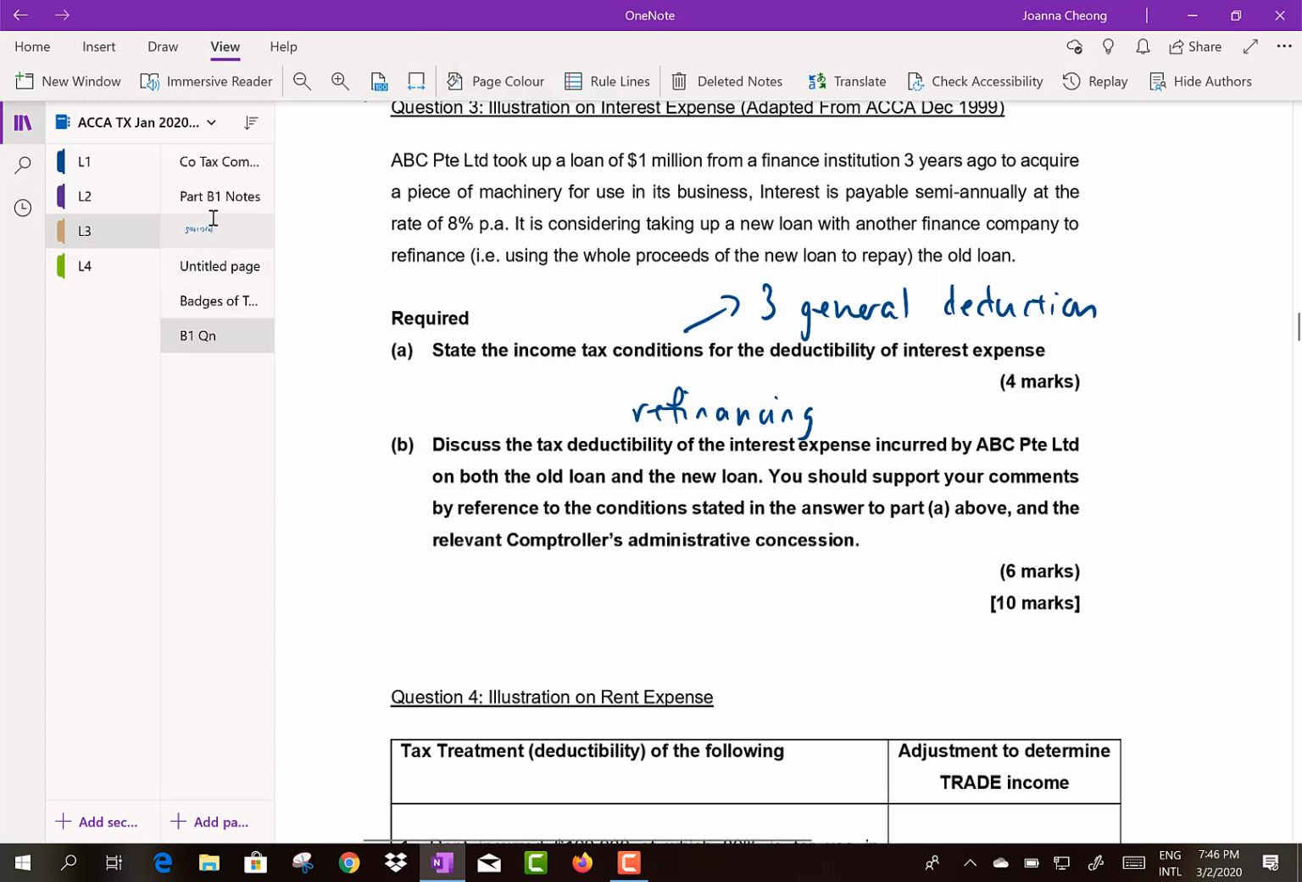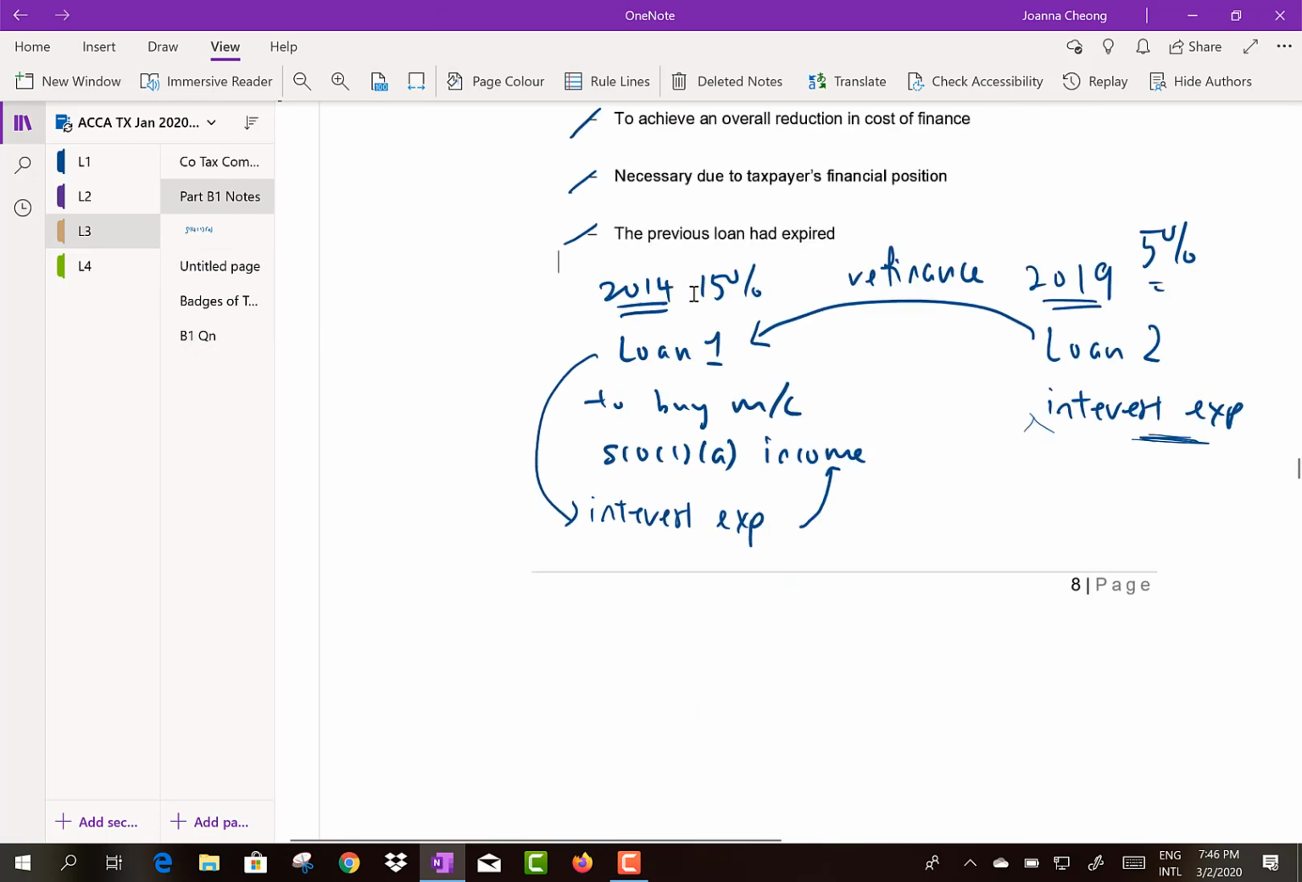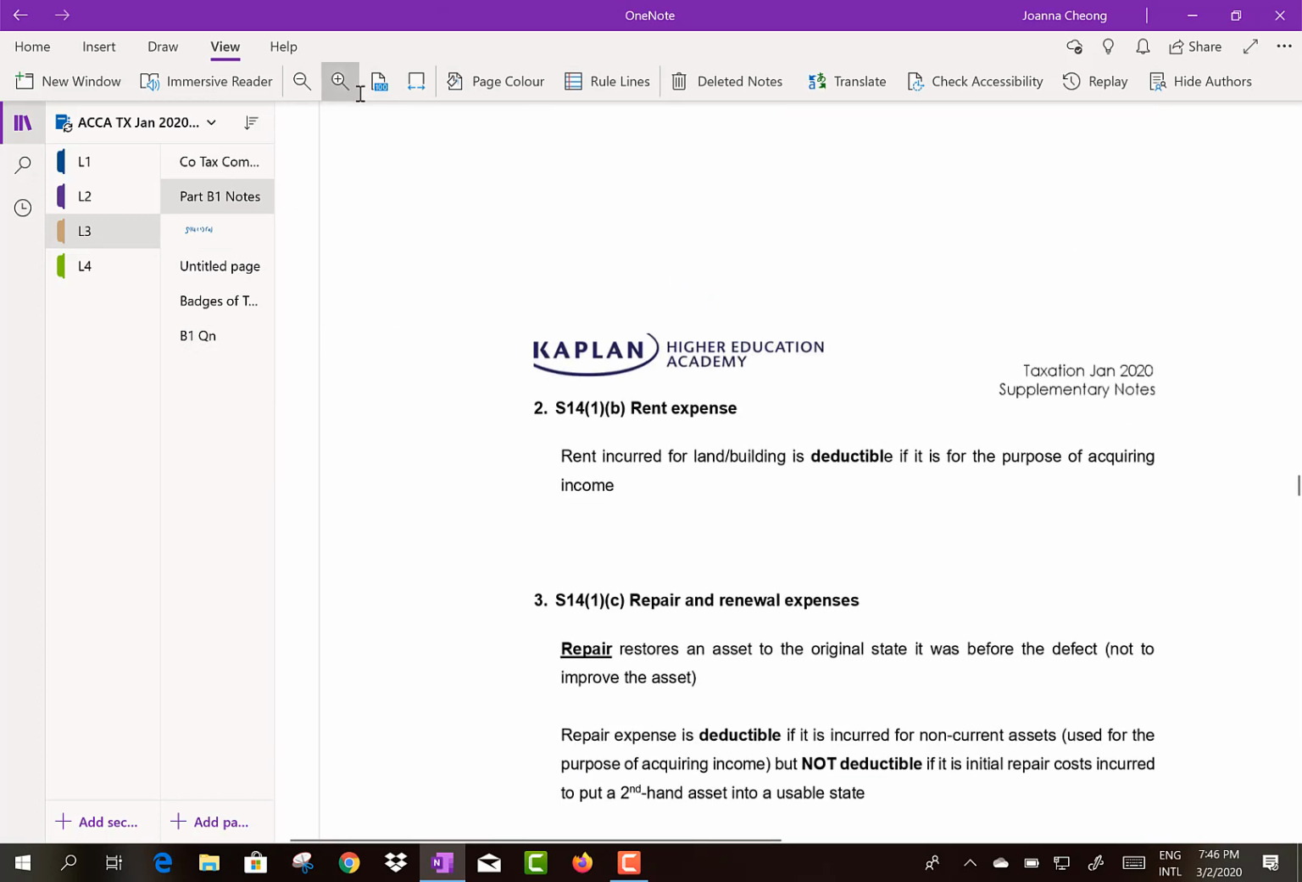Okay, let us go back to your notes. Section 14(1)(b) is rental expenses. Rental expenses, you spend expenses on rent. Okay, when will you incur rental expenses? We say 2 possibilities. For example, Kaplan, right? We rent this place, right? We incur rental expenses, right? Is it deductible? Yes, because we need this space to earn the trade income, money, trade income.